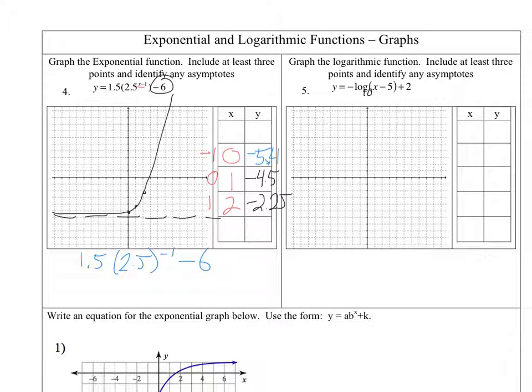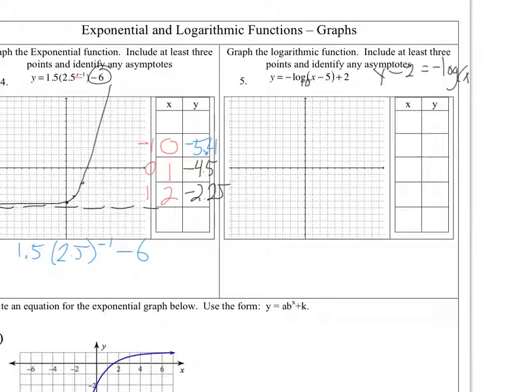So I'm going to end up with y minus 2 is equal to negative log of x minus 5. And I'm going to get rid of that negative, so we've got negative y plus 2 is equal to log. Convert this to exponential. 10 to the negative y plus 2 is equal to x minus 5. 10 to the negative y plus 2, plus 5 is equal to x.